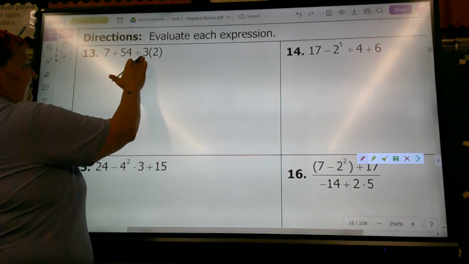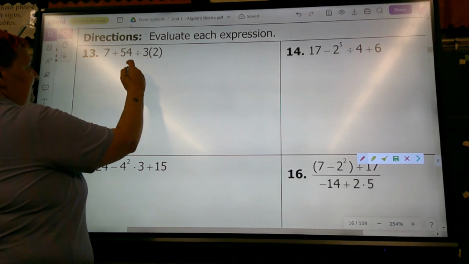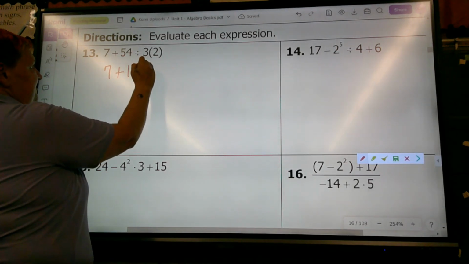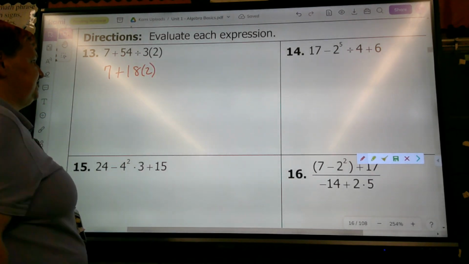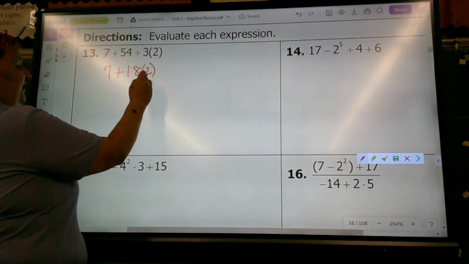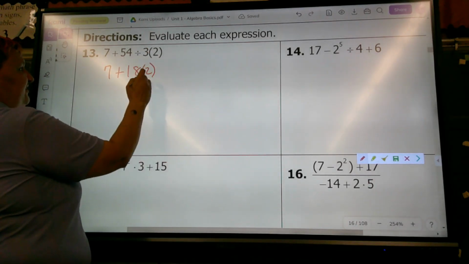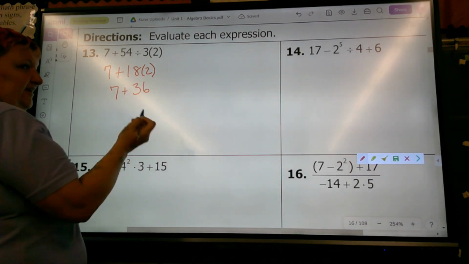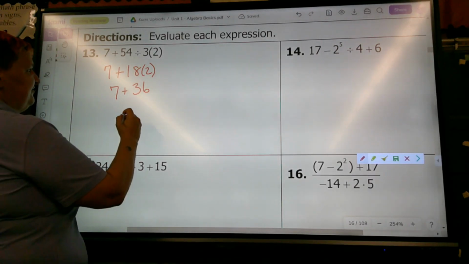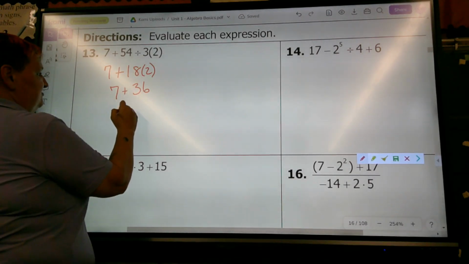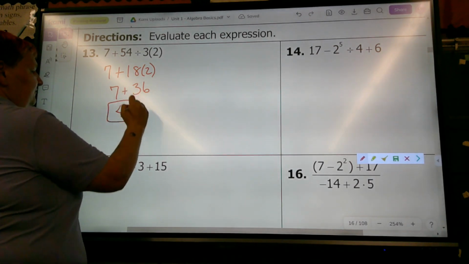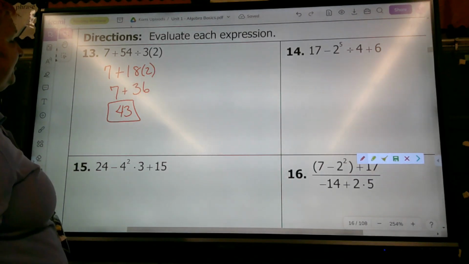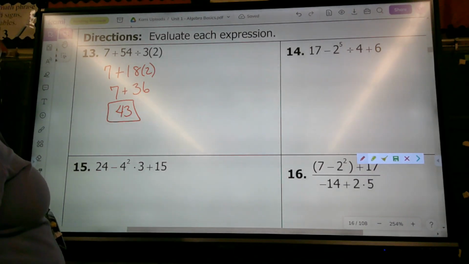So division first. 54 divided by 3 is 18. So bring down your 7, your plus 18, and then bring down your times 2. Then do multiplication because it was second. 18 times 2 is 36. Then do your addition and subtraction, left to right. 36 plus 7 is 43. That's what they got. I like it. I don't know that I agree with their situation, but I like it.